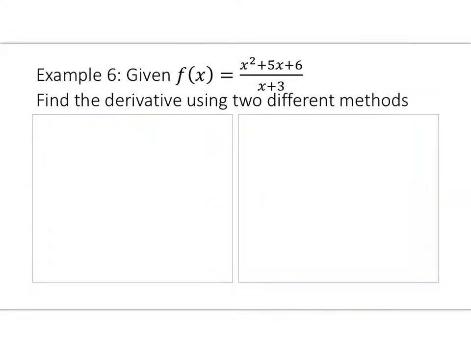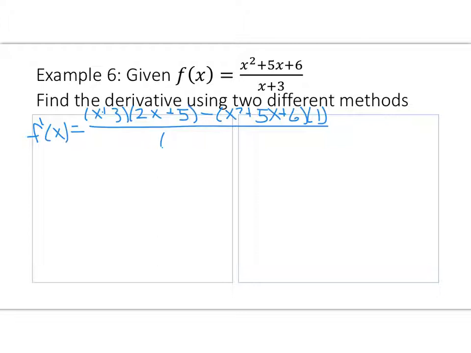Let's try another one. Again, we can use two different methods. So the first one, I'm just going to use my quotient rule because I see two things being divided. So to get f prime of x, I yodel, so I do low, d high, the derivative of x squared plus 5x plus 6, which is 2x plus 5, minus high, x squared plus 5x plus 6, times the derivative of low, which is 1, all over x plus 3 squared.